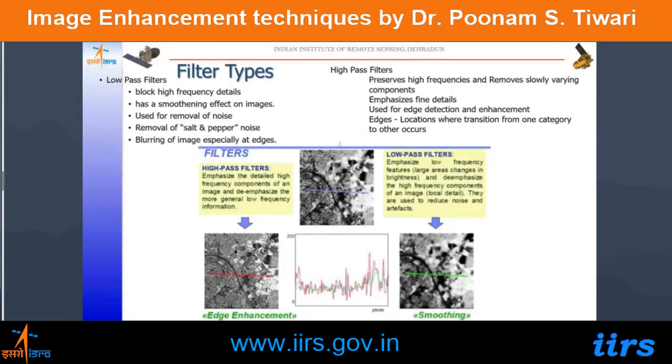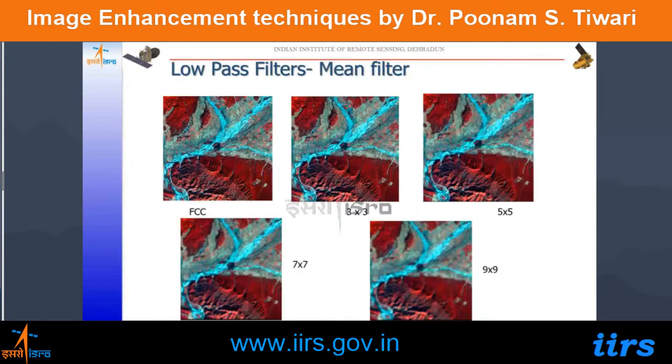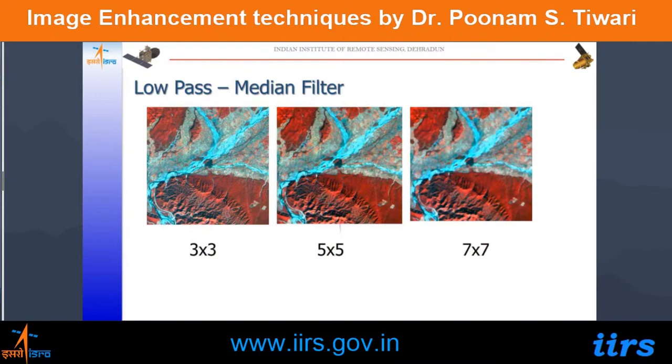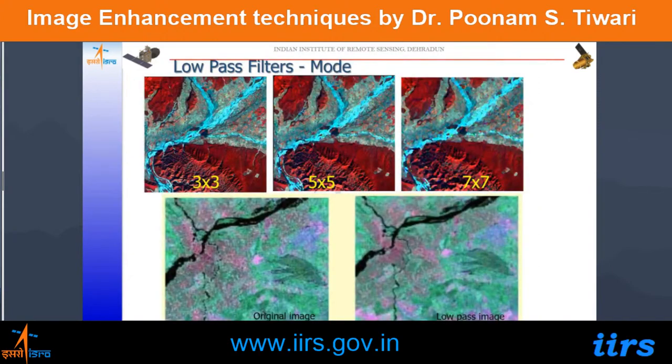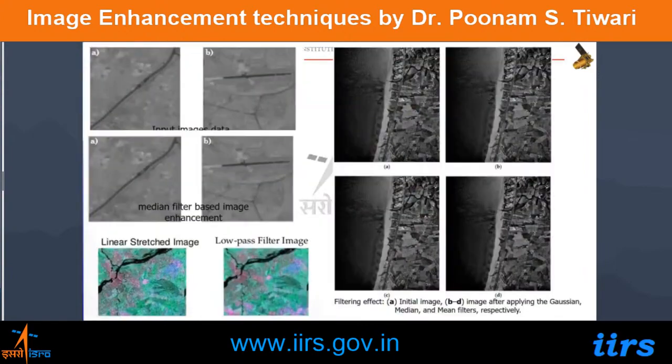These are some of the low pass filters: mean filter and average filter. As you go on increasing the window size, the effect of the filtering goes on increasing. This is the median filter. We can calculate the median within that particular kernel. And mode filter. These are again low pass filtered images.